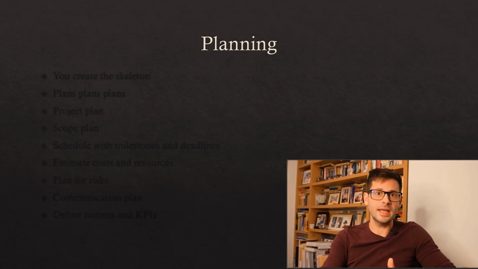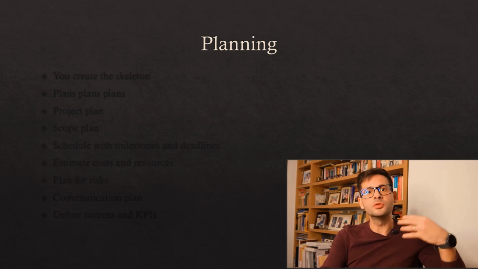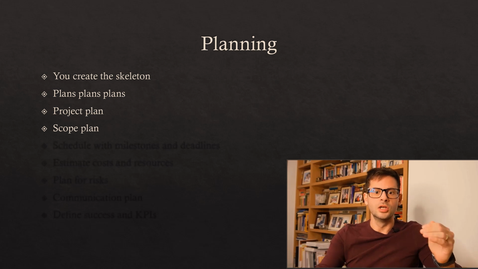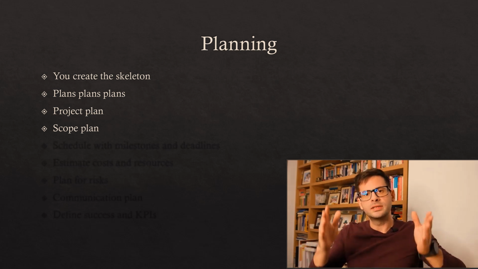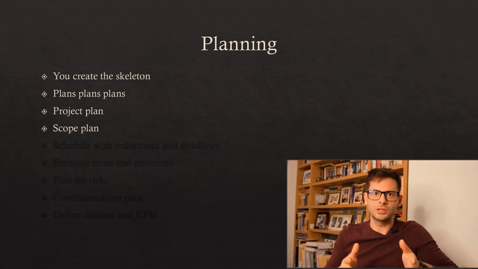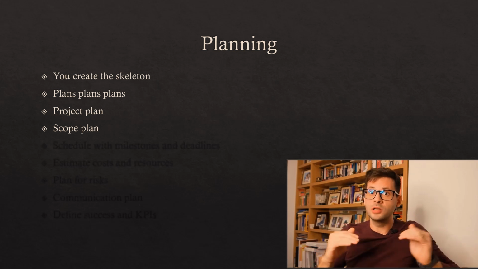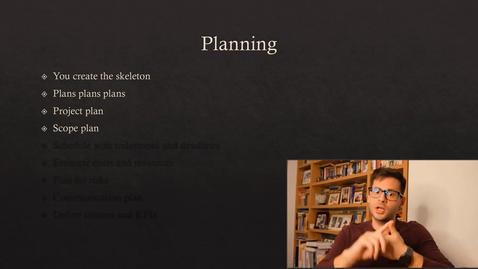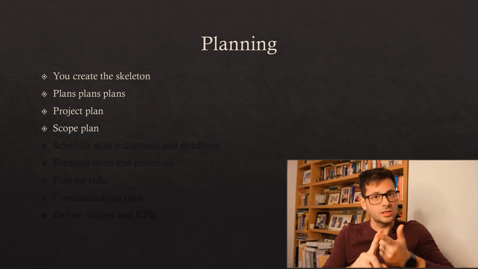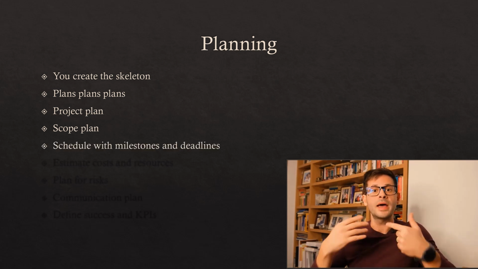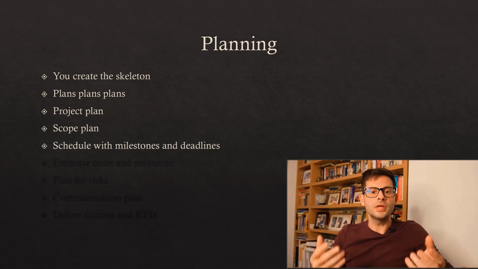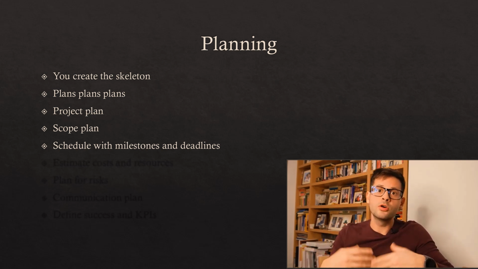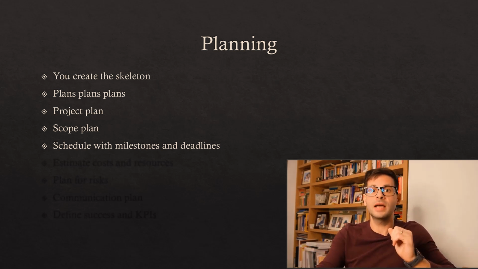Next, we have planning. In planning, I'm supposed to create all of the plans that we need to track. So basically, you create the skeleton of the project and you create plans, non-stop plans. Everything has a plan. I need to create the project plan. I need to create the scope plan. How am I going to manage my scope? I need to create the schedule plan with milestones and deadlines. How am I going to plan and track my time?